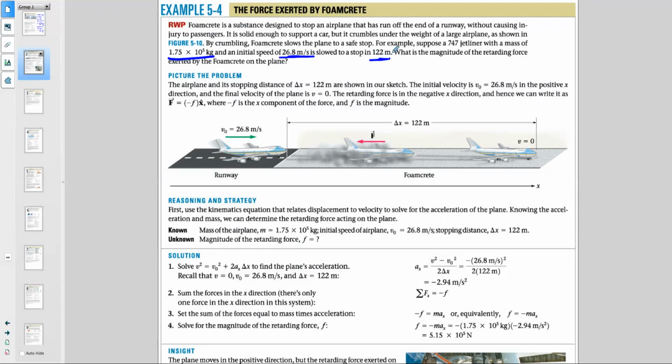So what is the magnitude of the force that is being exerted on the airplane in the negative direction of the motion, kind of stopping the plane after a while?